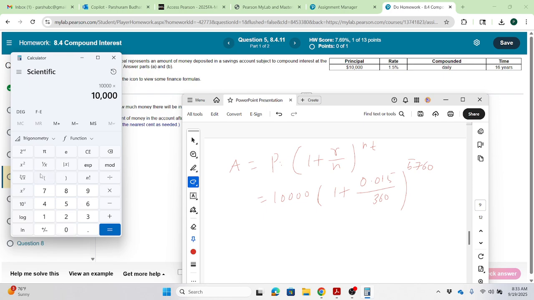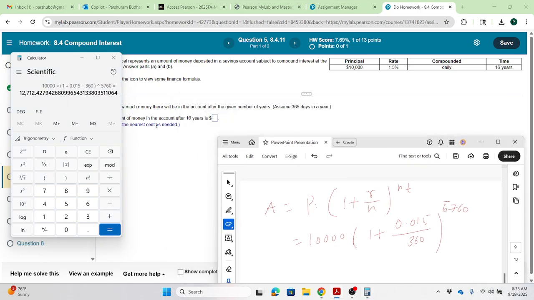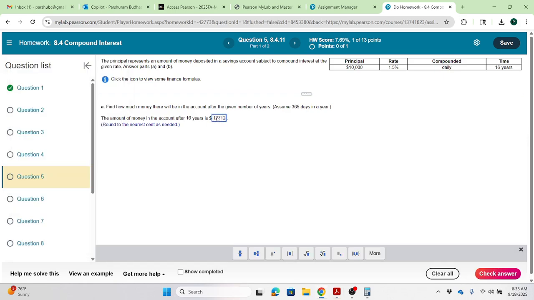Now the future value would be, just type this: 10,000 times parenthesis 1 plus 0.015 divided by 360, parenthesis close, power 5760. And that is the amount you are going to get, which is 12,712.42. So let's see what they are looking for. Nearest cent. So 12,712.43.